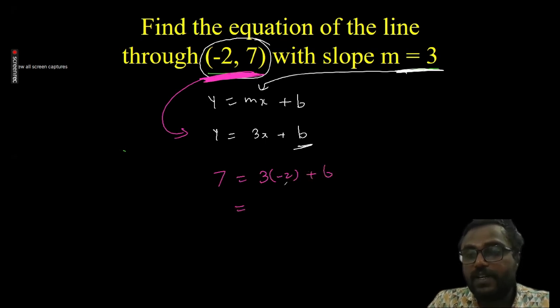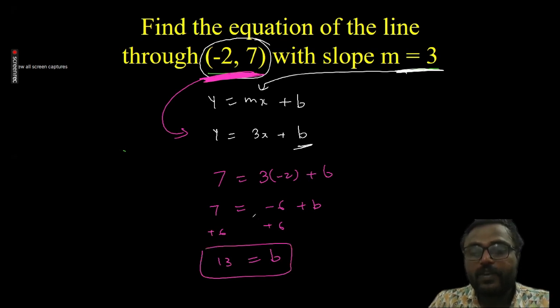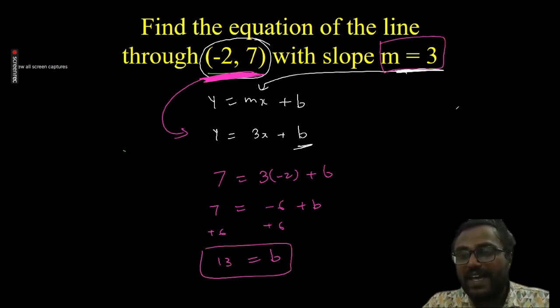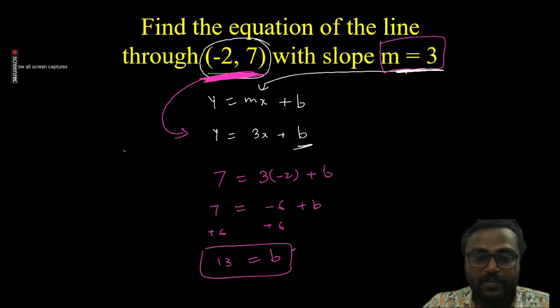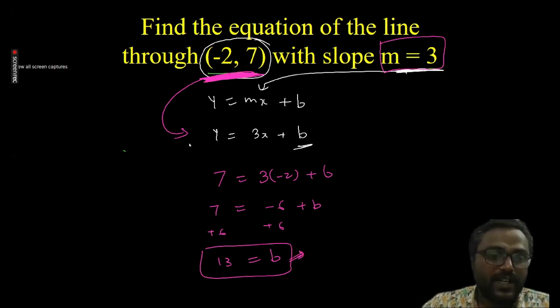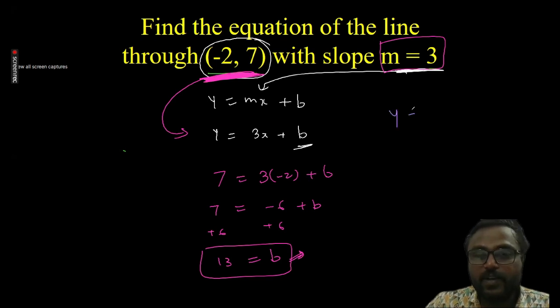So what do I have? 3 times negative 2 is negative 6 plus b equals 7. Add 6 to both the sides. So what do we have? 13 equals b. Now I have the slope m equal to 3 and b equal to 13. So the required equation is nothing but y equals 3x plus 13.